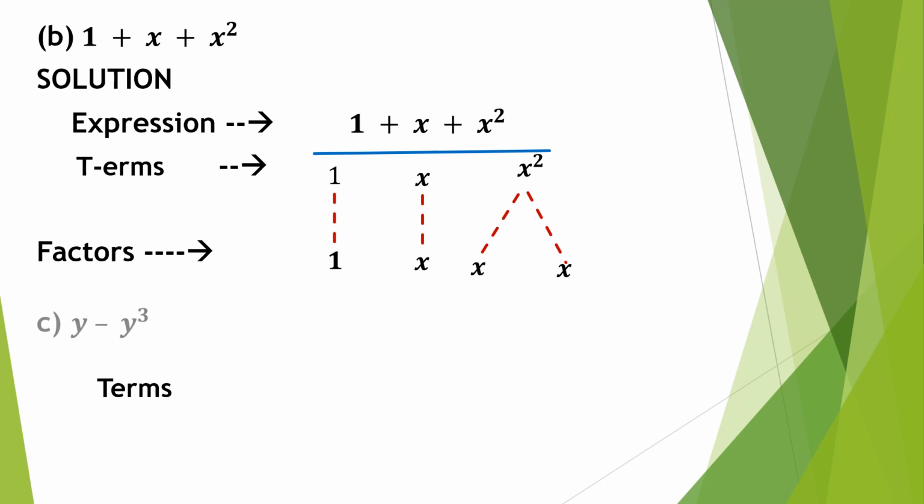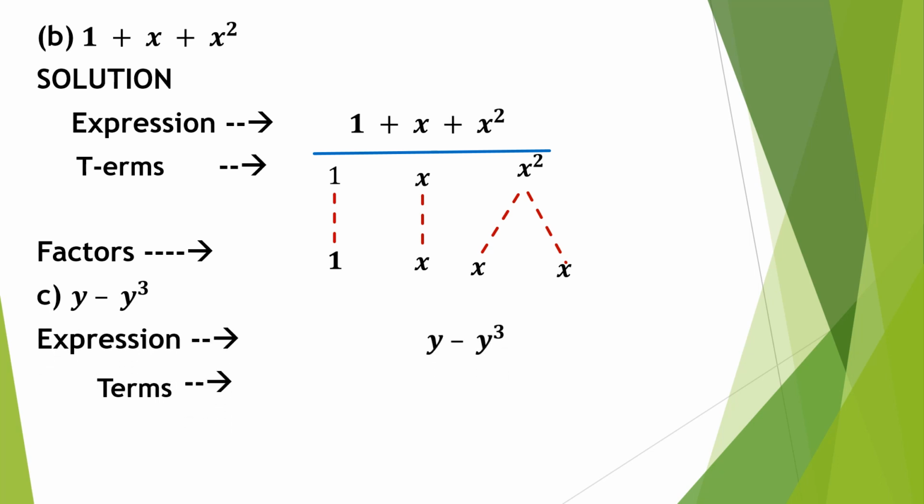That is also correct. So first we can write the expression, then draw a line, make it two parts, then write the terms. Which are the terms? y and minus 1 y cube. Now you can write the factors as y, and in the second term the factors are minus 1, y, y and y 3 times.